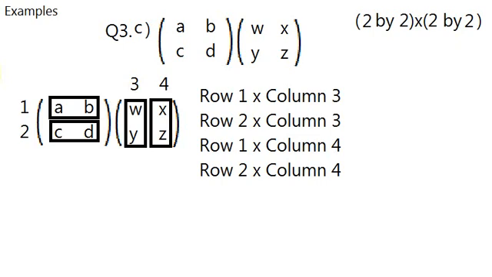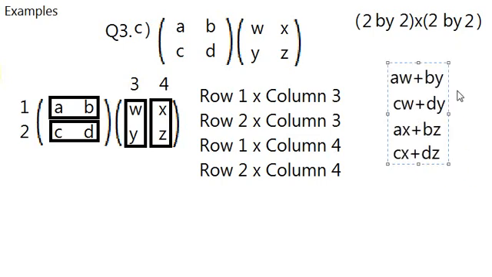So now, if you have paused the video and done the calculation yourself, you would probably get this. AW plus BY is one term, CW plus DY is one term, AX plus BZ is one term, and CX plus DZ is another term. Now, the trouble comes. Where does the matrix go? We've said that it's a 2 by 2, but which goes where?